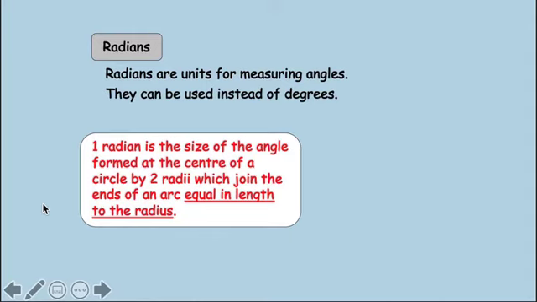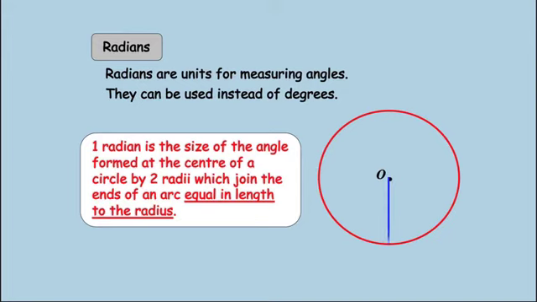And this is what a radian is. One radian is the size of the angle formed at the centre of a circle by two radii which join the ends of an arc equal in length to the radius. What? So, that's the radius of a circle. That's the origin O in the centre. Radius R. So if I had an arc, the length of that radius there, just arcing around, that line there is the same length as this line here. So the arc is the length R.